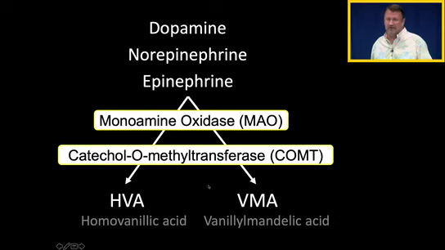And so if we have somebody who we think has a pheochromocytoma, they have high blood pressure, they have headaches, they have a fast heart rate, well, then maybe we'll collect their urine for 24 hours and see if they have HVA and VMA as their breakdown products.